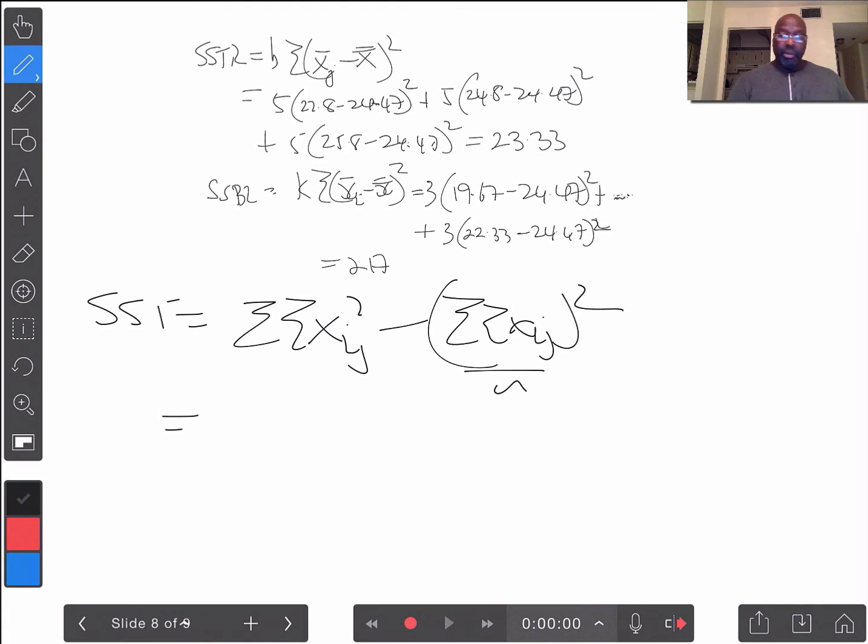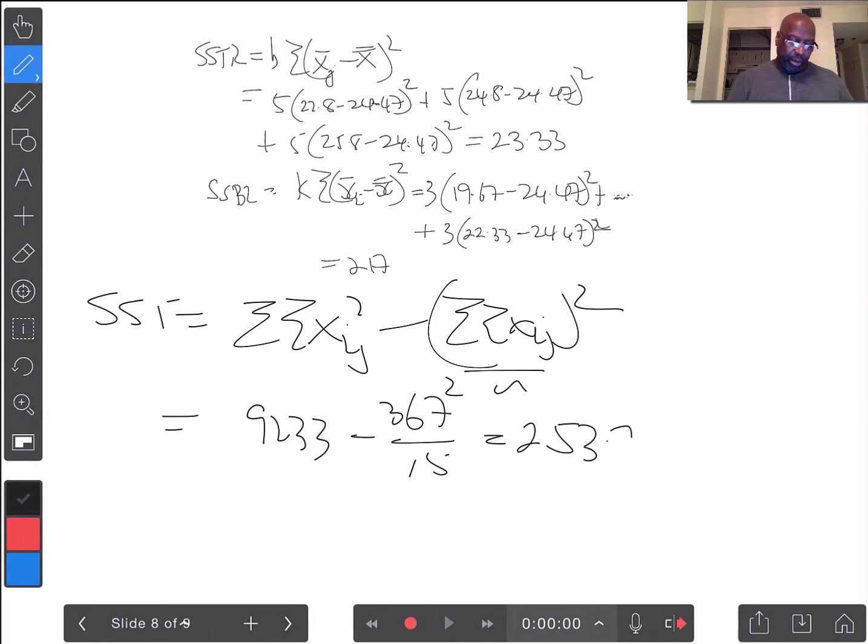So that turns out to be 9233 minus 367 squared over the 15 values that we have. And we get a total of 253.73. So now we have SST, we have SSBL, and SSTR. Can we find SSE? Absolutely.